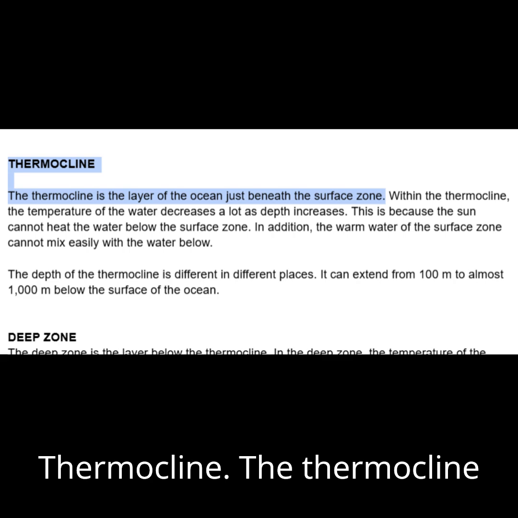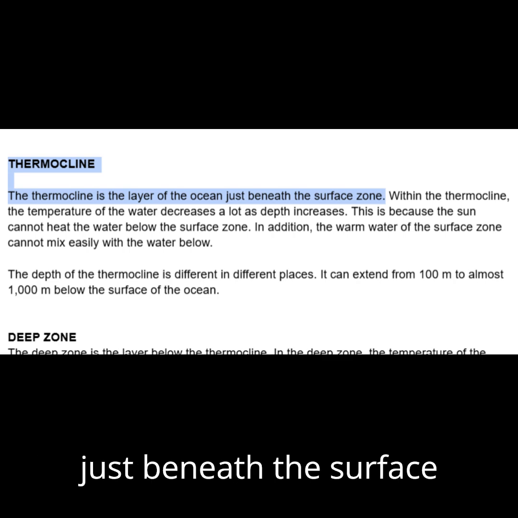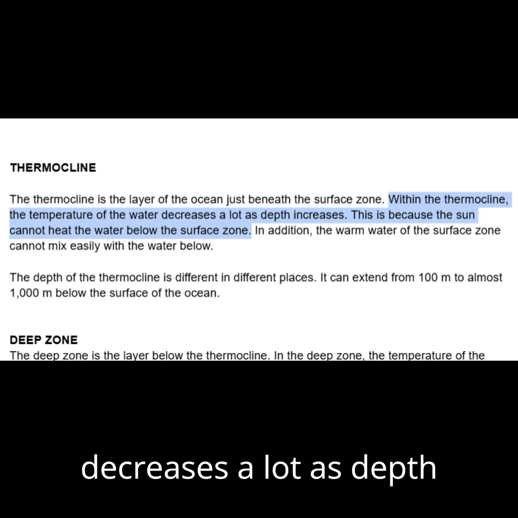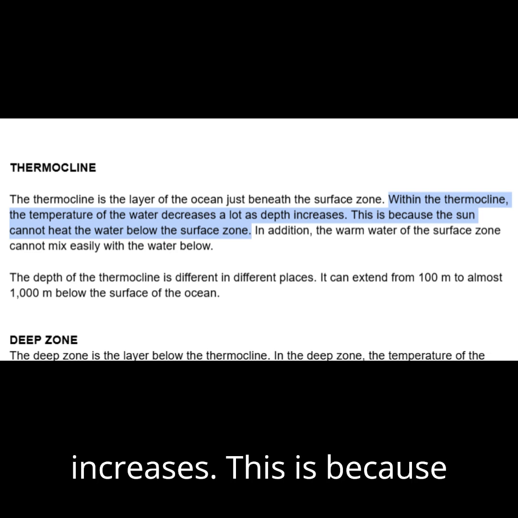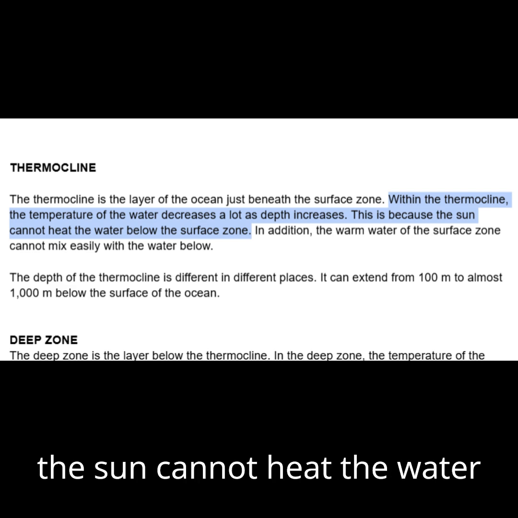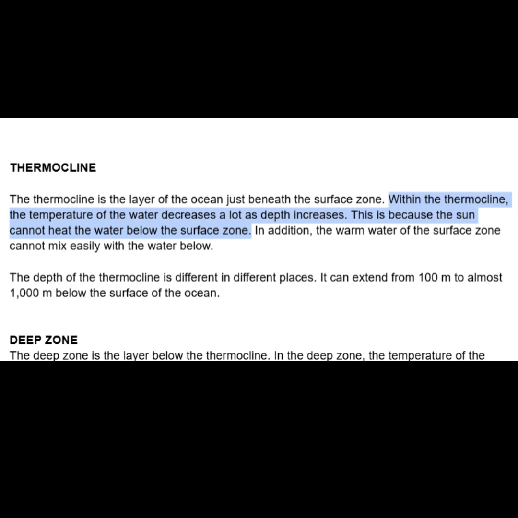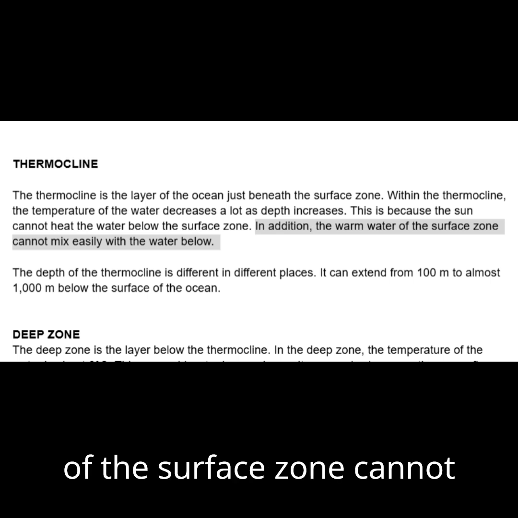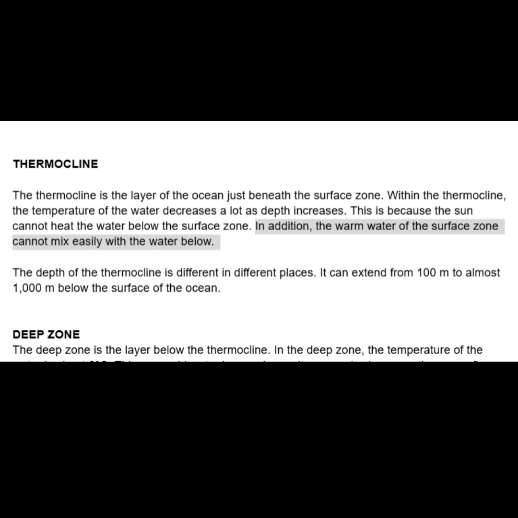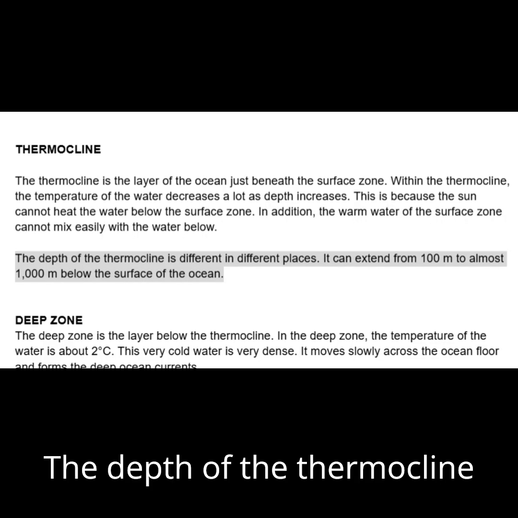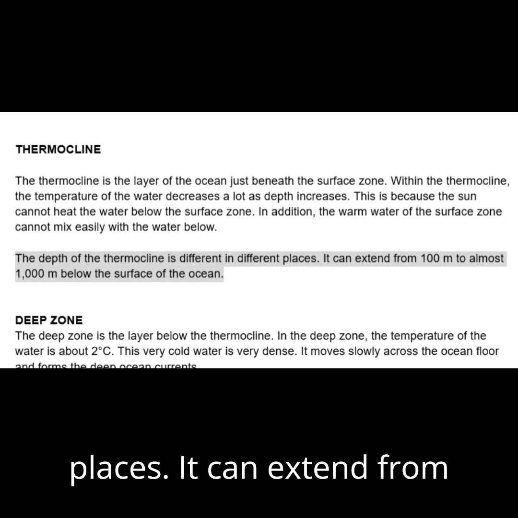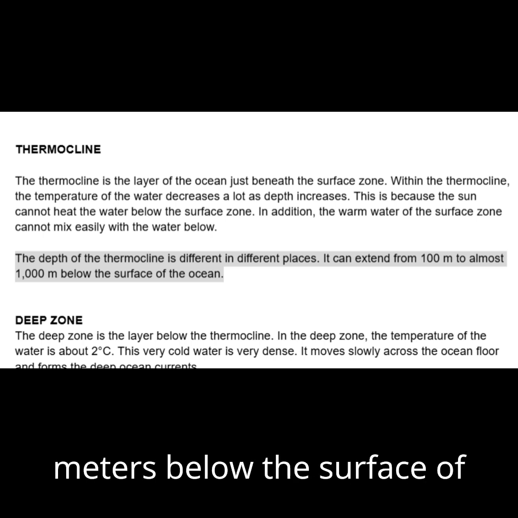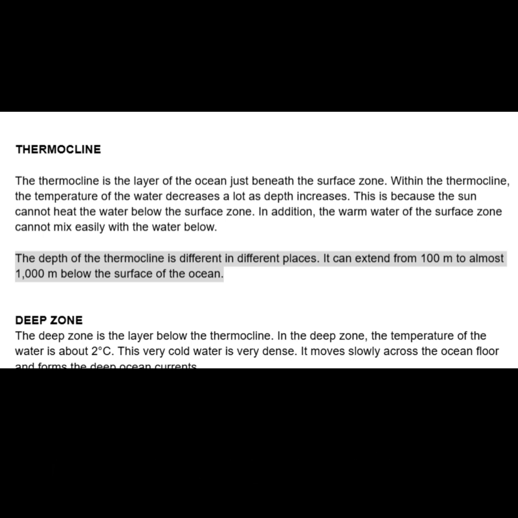Thermocline. The thermocline is the layer of the ocean just beneath the surface zone. Within the thermocline, the temperature of the water decreases a lot as depth increases. This is because the sun cannot heat the water below the surface zone. In addition, the warm water of the surface zone cannot mix easily with the water below. The depth of the thermocline is different in different places. It can extend from 100 meters to almost 1,000 meters below the surface of the ocean.